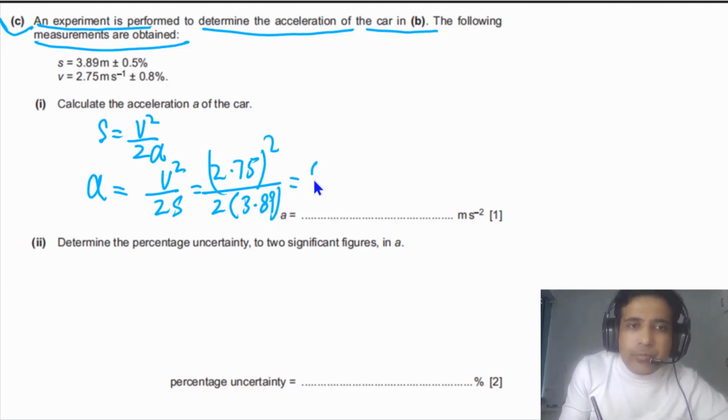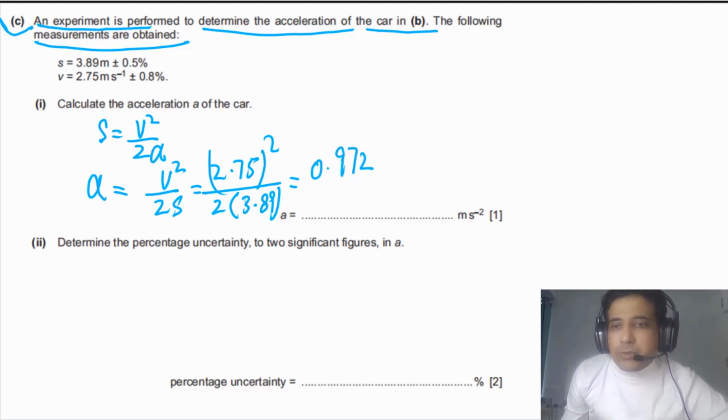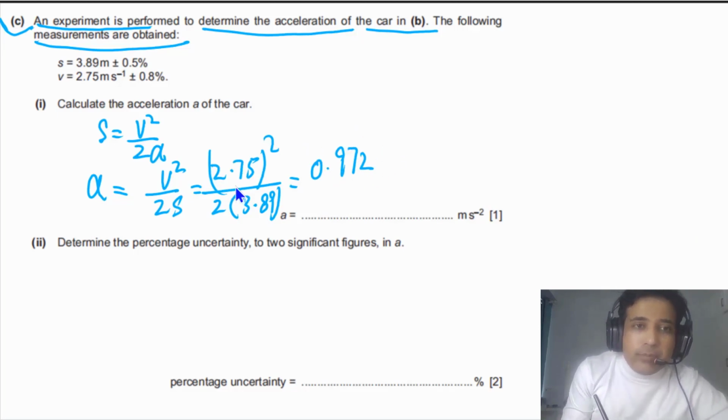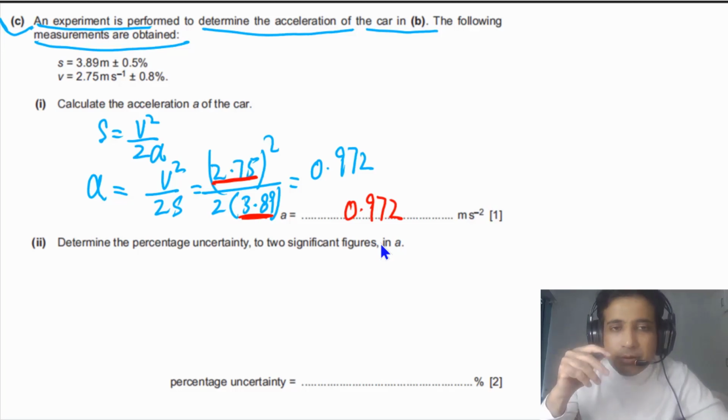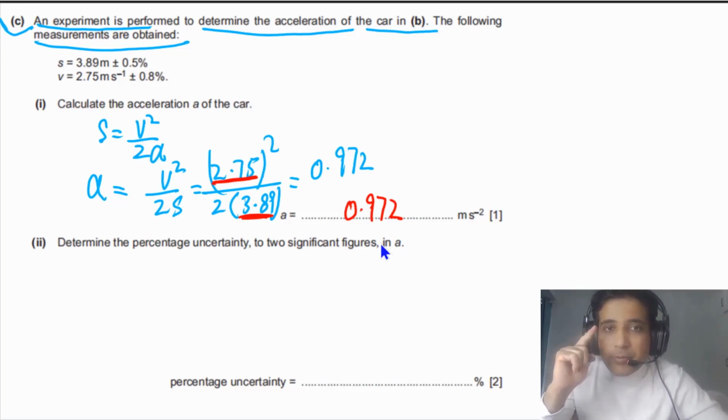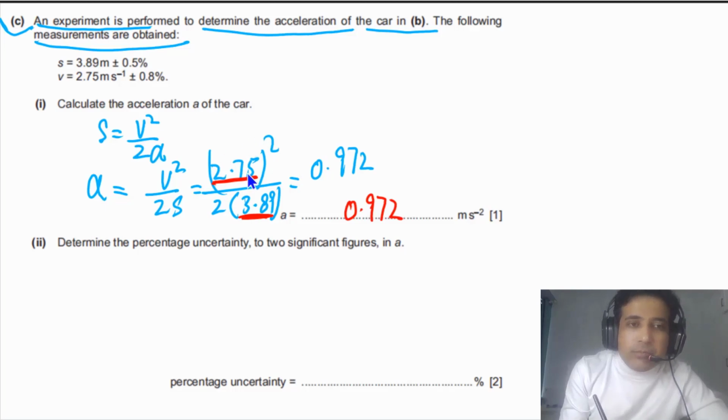If we solve this one, our final answer will be equal to 0.972, and we have to write this up to 3SF, because the given data has 3SF. So it's better to use 3SF. So our final answer will be 0.972. In the mark scheme they have written 0.97, but the proper way of writing is up to the least number of SF in the given data. As the given data has 3SF, we have to write this one also up to 3SF. So this is a good practice, but the mark scheme is also accepting 0.97 up to 2SF.